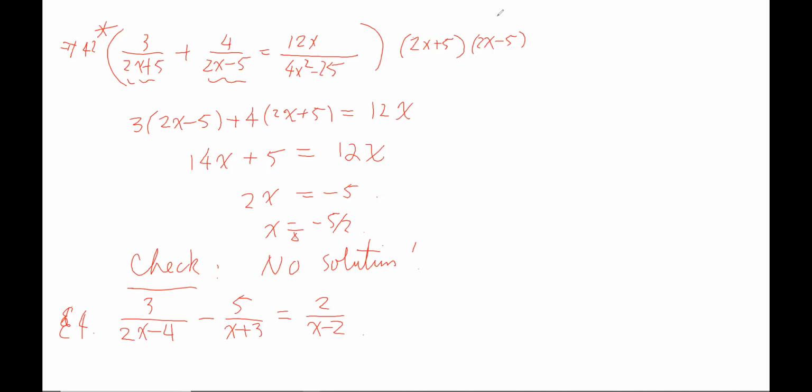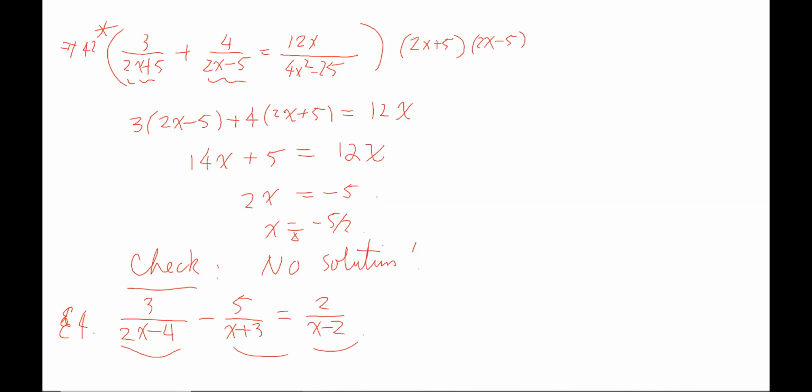Multiply by 2 times the quantity of x minus 2 times the quantity of x plus 3, because 2x minus 4 can be simplified to 2 times the quantity of x minus 2. Right. So don't try to multiply everything together, okay? If you multiply all of them, then you're making things too complicated.